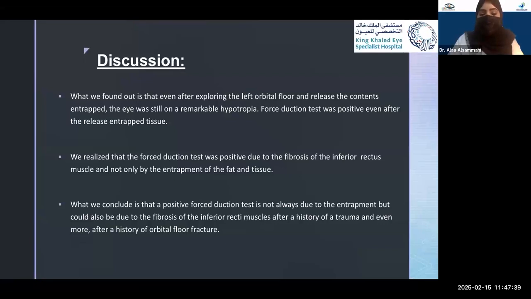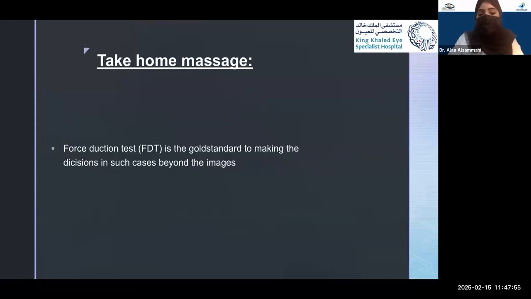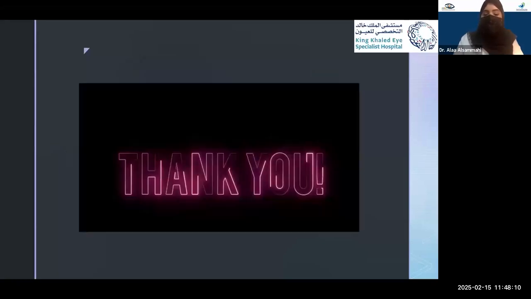We conclude that a positive forced duction test is not always due to entrapment, but could also be due to fibrosis of the inferior rectus muscle after a history of trauma, or even more so after a history of orbital floor fracture. So the take-home message from this case is that the forced duction test is the gold standard for making a decision in such cases, beyond the images, and to do the forced duction test pre- and post-operation while the patient is on the table. Thank you.